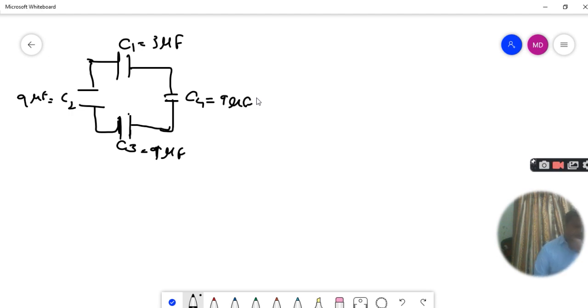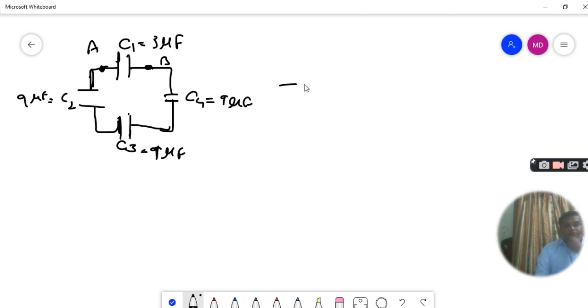It is a network of capacitors. Determine the equivalent capacitance between point A and B. So we have determined here the A point, and this is the B point. We want to find the equivalent capacitance between point A and point B. And if a 10-volt battery is connected between A and B, how much total charge is stored in this capacitor?